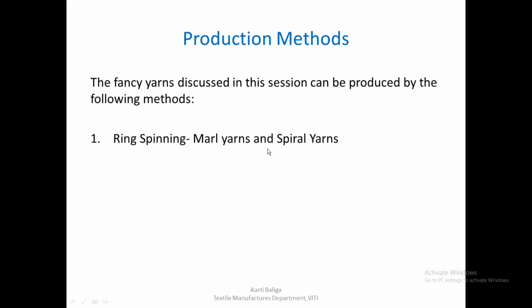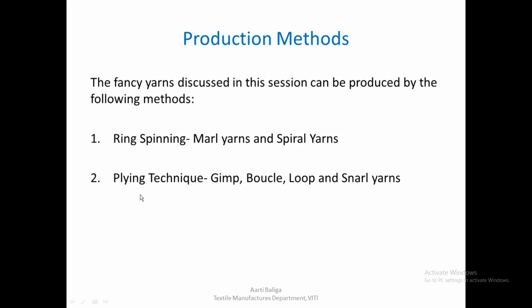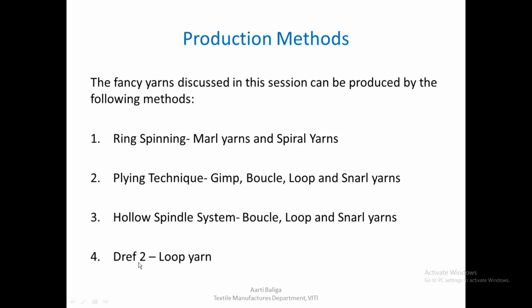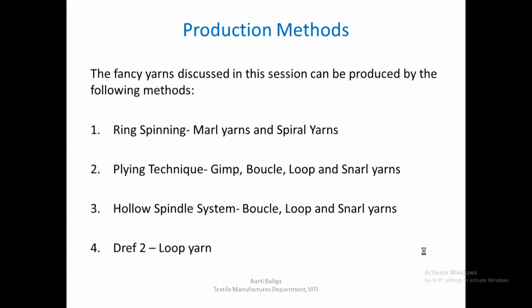So the first method is the ring spinning, in which marl yarns and spiral yarns are easily made. The second method is the plying technique, which is a two-stage process where gimp, boucle, loop and snarl yarns can easily be made. The hollow spindle system, which can produce boucle, loop and snarl yarns. And also we shall see the DREF2 alternative spinning system, which can easily produce loop yarns also.